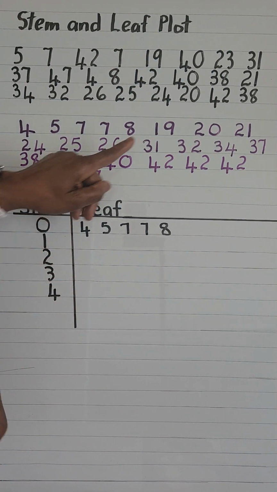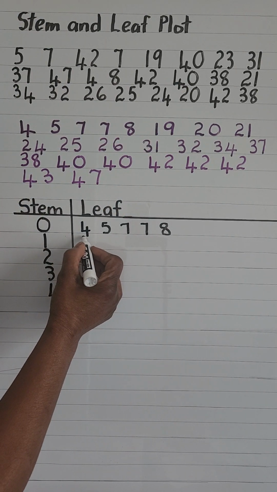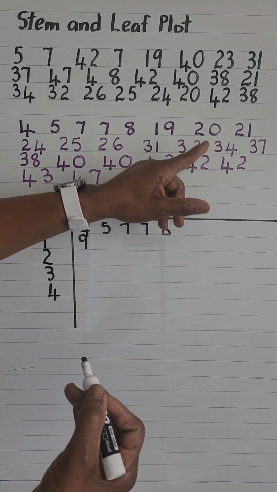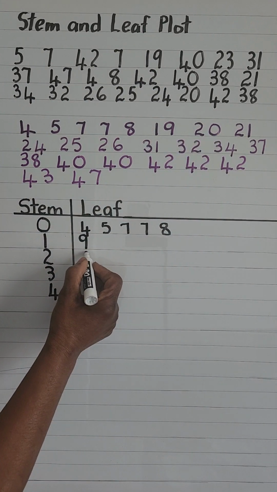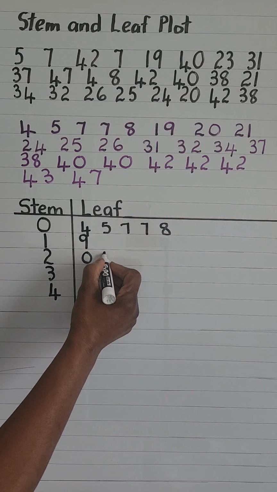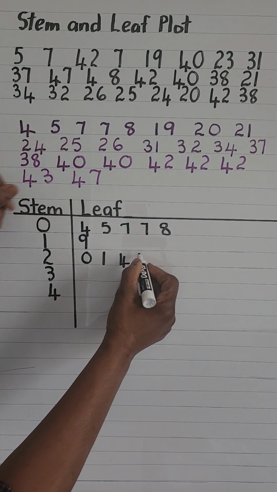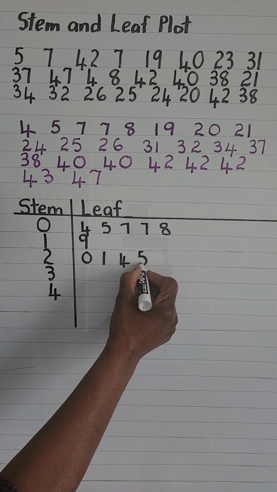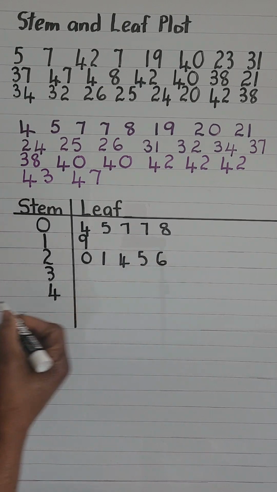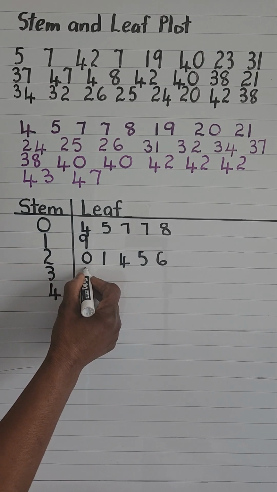Next, we have the 19. So in the tens, we put a 9 right there. Then we'll go to the 20s. We have a 0. We have a 21. We have a 24. We have a 25. We have a 26. And that's it.